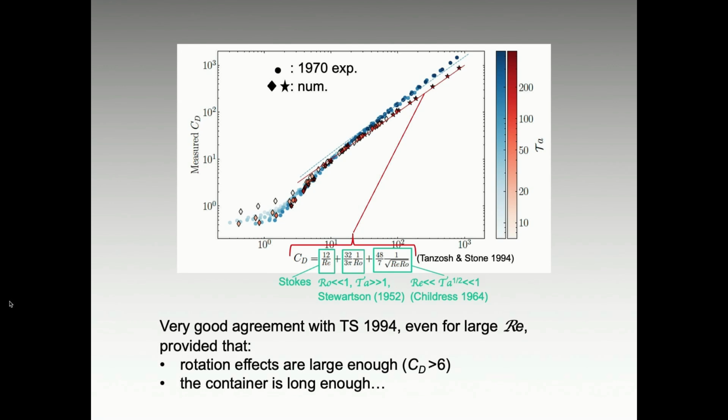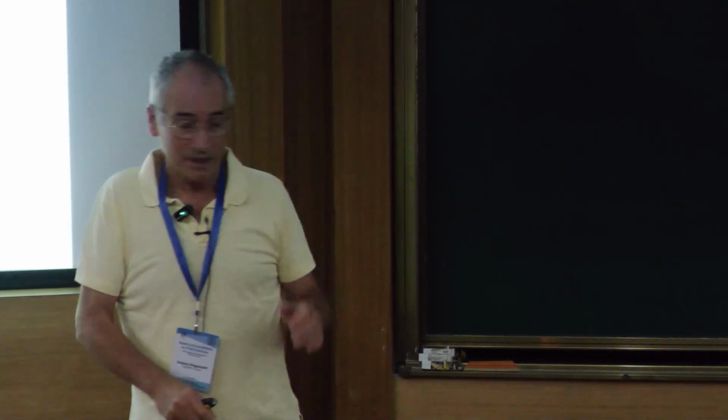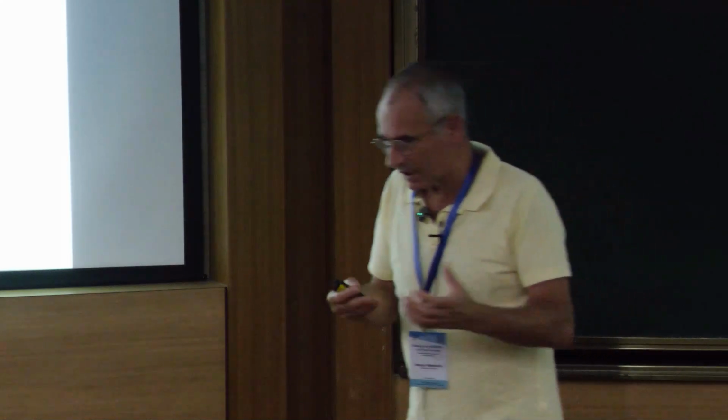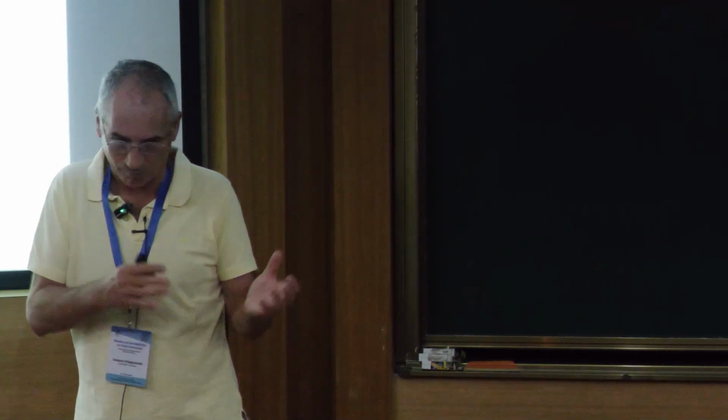That is, the numerical data collapse very nicely on it, as long as the drag coefficient is sufficiently large, which means as long as rotation effects are significant enough, and of course, as long as the container is long enough. Okay, so with this I will stop. Just let me summarize the take-home message, which is that the drag and the internal structure of the Taylor column are extremely sensitive to confinement effects, although small.